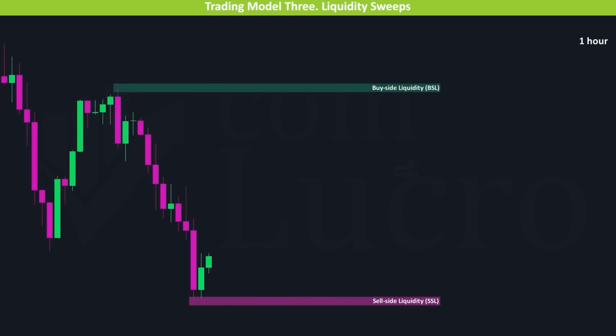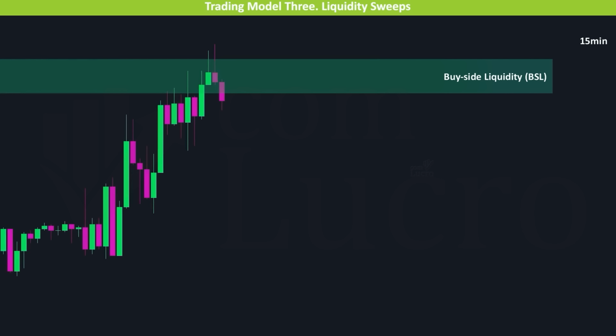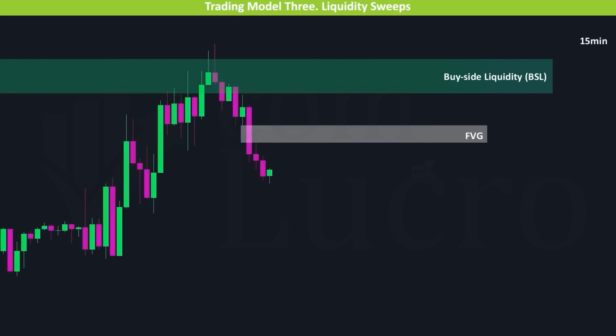To begin, mark the buy-side and sell-side liquidity zones directly on the chart. After that, wait for price to move beyond one of these areas, and then quickly close back inside the range. This behavior represents a liquidity sweep or false breakout, where smart money has already collected orders and is likely positioning for a move in the opposite direction. From there, drop down to the lower time frame and identify fair value gaps that formed immediately after the sweep. These gaps highlight price imbalance and can be used as potential entry zones.